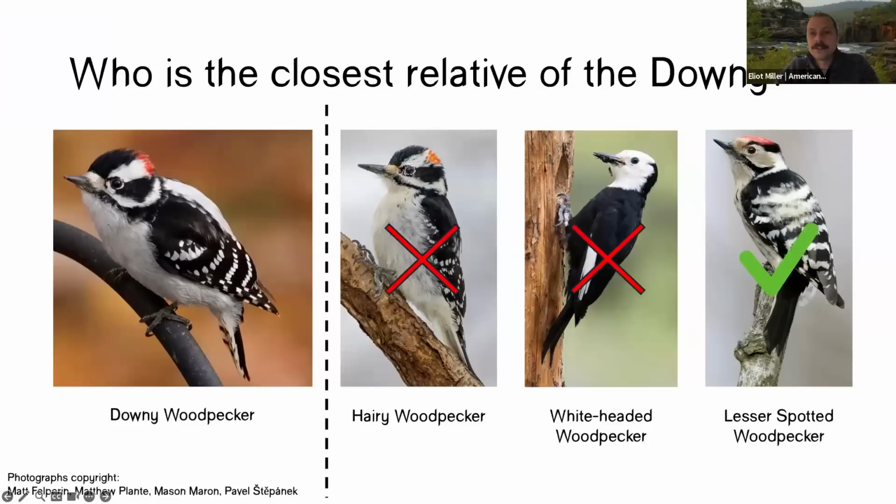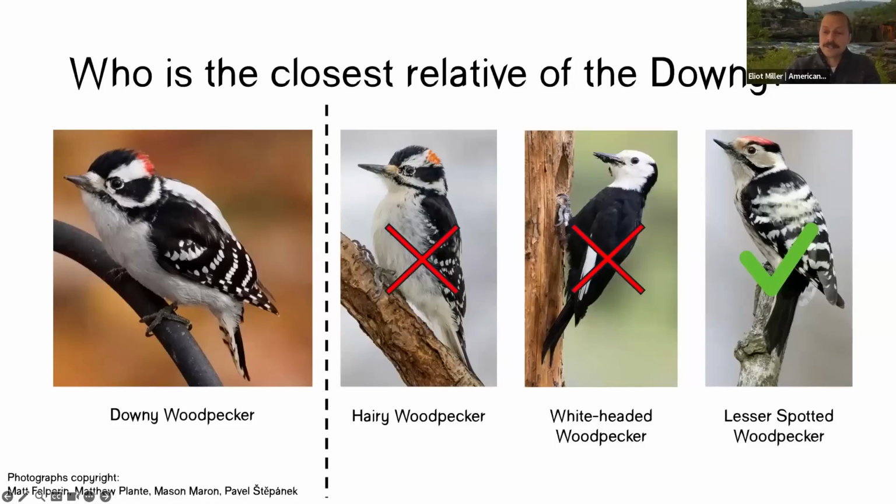Many people probably chose hairy woodpecker as their closest relative. And for years, it was assumed that this was true. They look really similar. You'll often find them in the same forest together, and they were traditionally placed in the same genus. Now, however, we know this is the result of convergence. And in fact, downy is more closely related to this lesser spotted woodpecker of Eurasia.